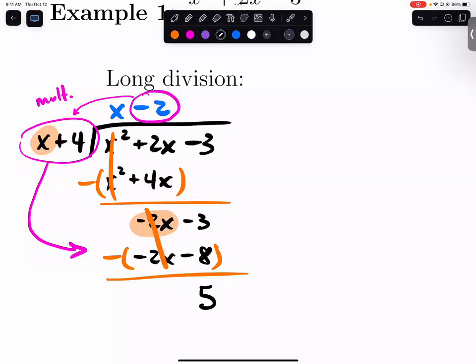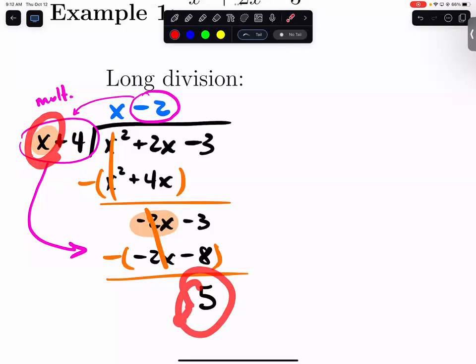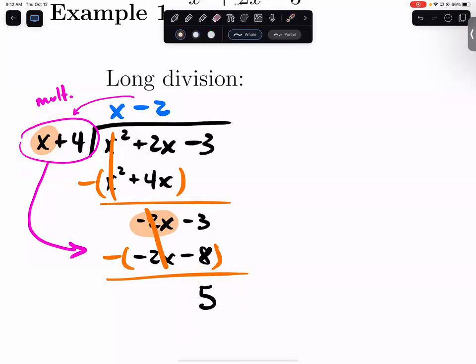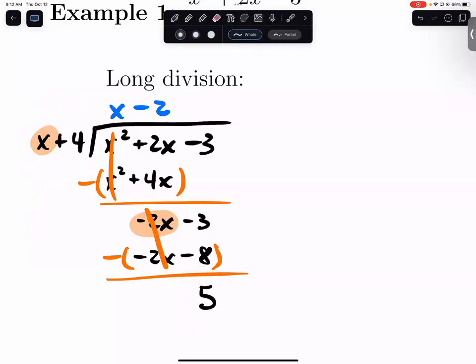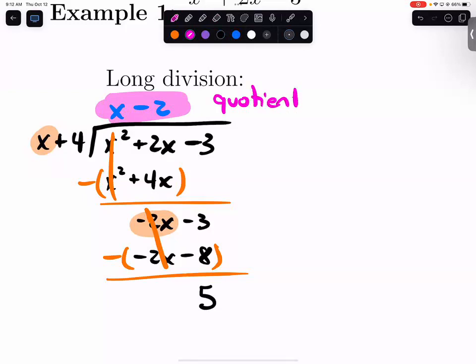Okay, now, how do we know when we're done? Does this go into this? No. Not a whole number of times, right? It would be like a fraction thing, right? 5 over x. We stop when it becomes a fraction thing, just like we stop when it becomes a fraction in long division here, right? X doesn't go into 5, so we're done. This x minus 2 is the quotient. And 5 is the remainder.